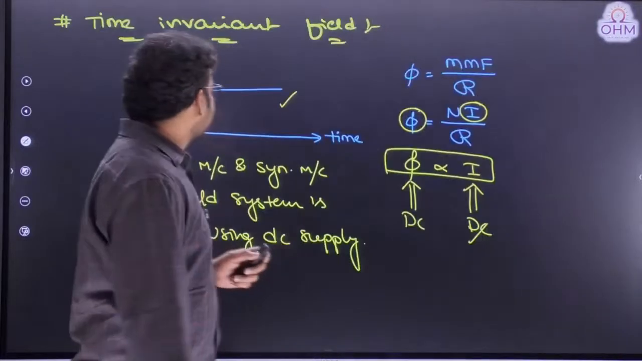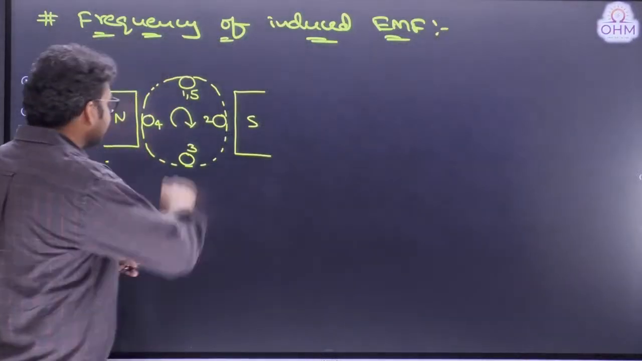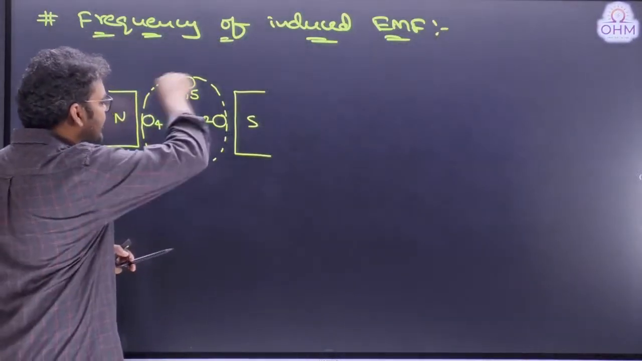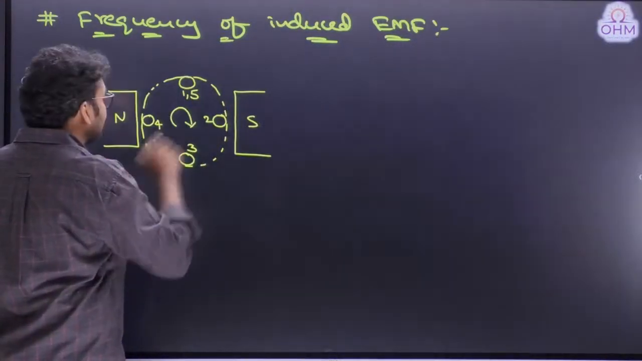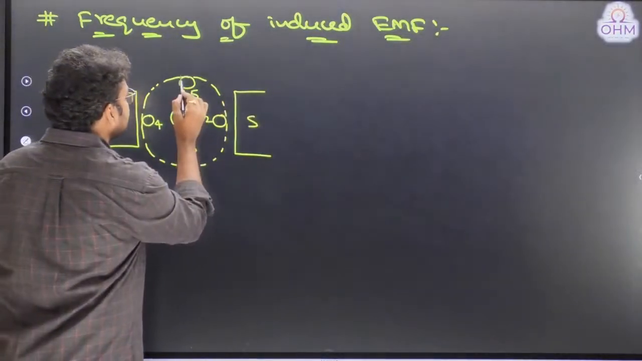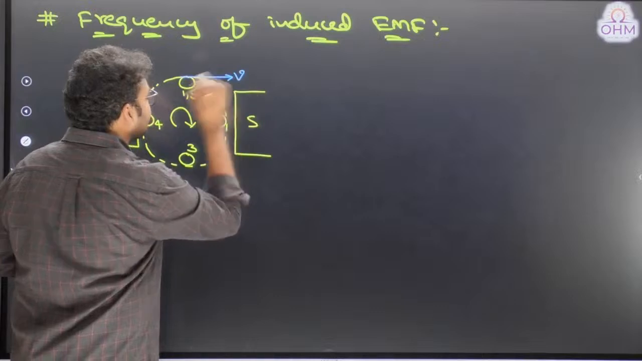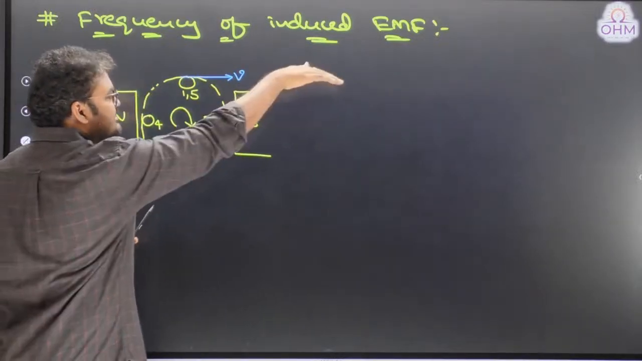Now let us look at that. Look at position number 1 first. As I said, the conductor is rotating in clockwise direction. Clockwise direction means, can I say at position number 1, the conductor was moving to the right side? Yes. This is the direction of velocity. All right or not? So the conductor was driven in clockwise direction. It was moving to the right side.